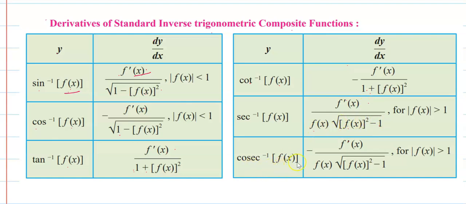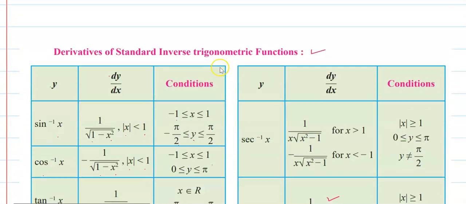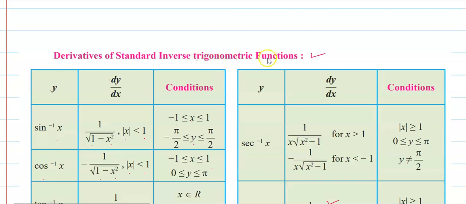Cosec inverse of f of x. Similarly, cosec inverse of x, its derivative is minus 1/(x under root of x square minus 1). Similarly, replace this x by f of x, okay, into f dash of x. या प्रकारे तुम्हाला ते लक्षात ठेवता येतील. And this is also important, derivative of the standard inverse trigonometric composite function. And here is the standard trigonometric function.